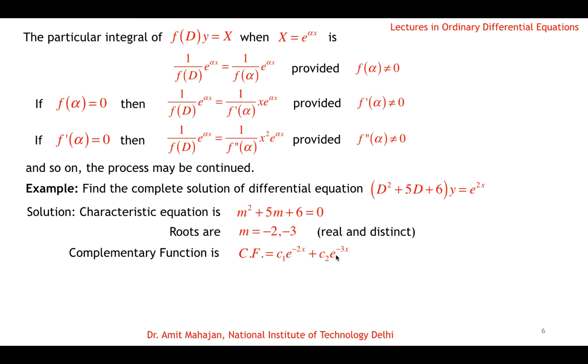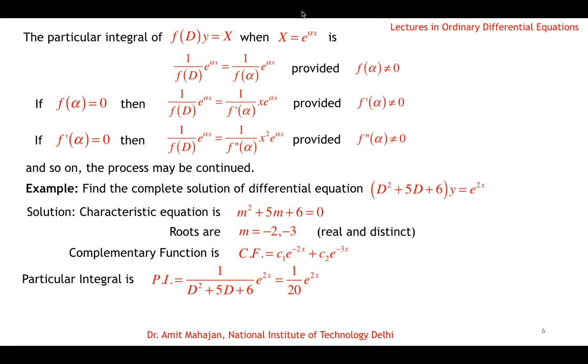The second thing we need to calculate is the particular integral, and we said that the particular integral of a non-homogeneous differential equation is 1 by the operator on the right hand side. So 1 by d square plus 5d plus 6 operated on e power 2x, because f(d) is d square plus 5d plus 6. So the particular integral is 1 over d square plus 5d plus 6, this operator part, operated on the right hand side function which is e power 2x.